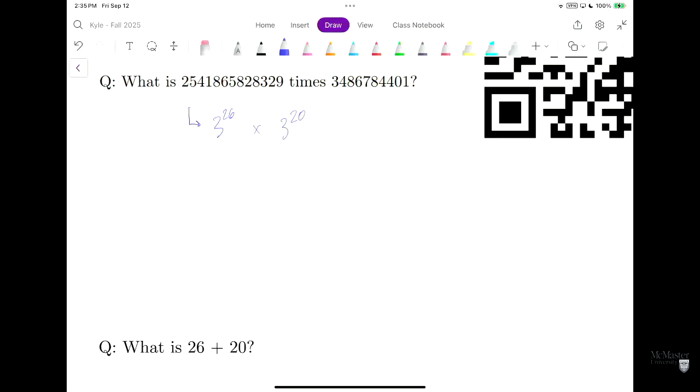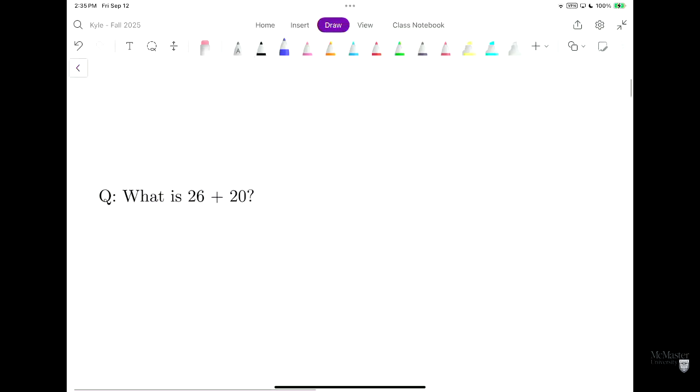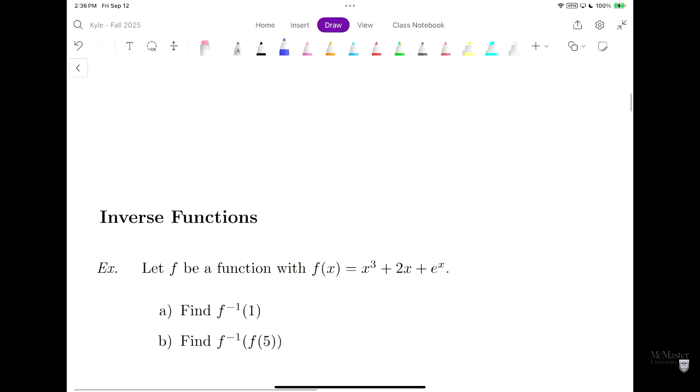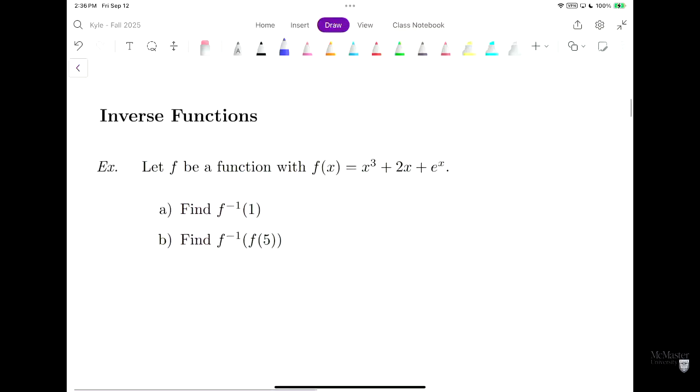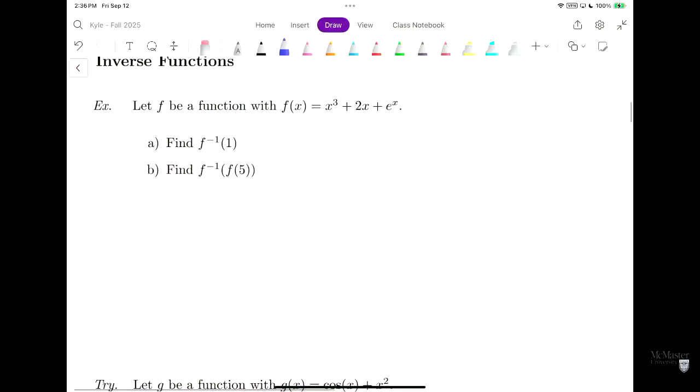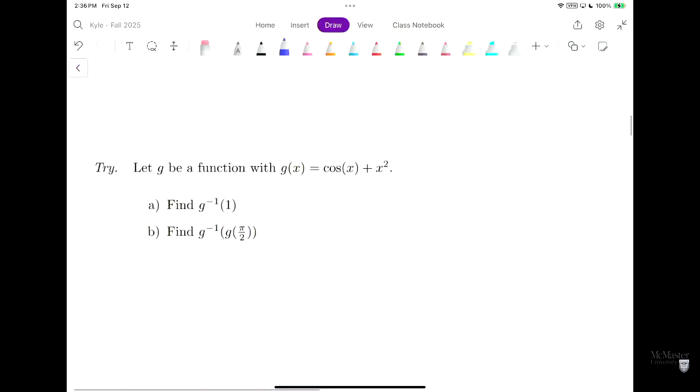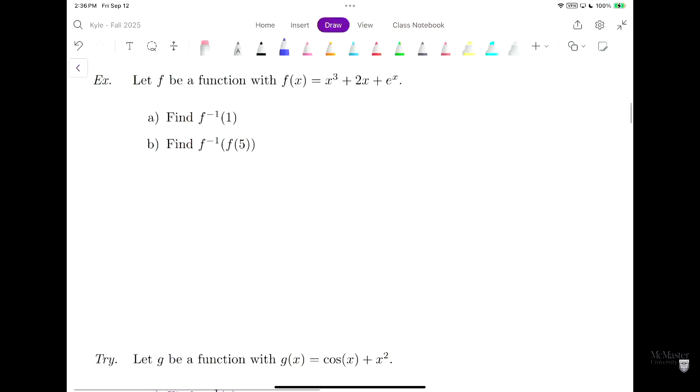Awesome. Now with that out of the way, let's get into some calculus here. So let's talk about inverse functions. Also, I forgot to remove these ones. These ones are the same or similar to other ones we're going to do, so let's just call these ones homework.